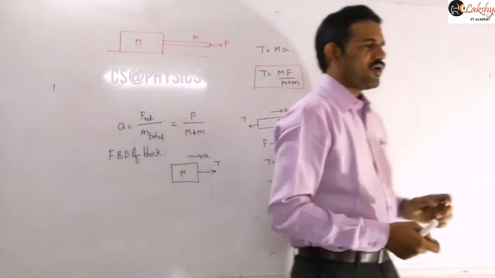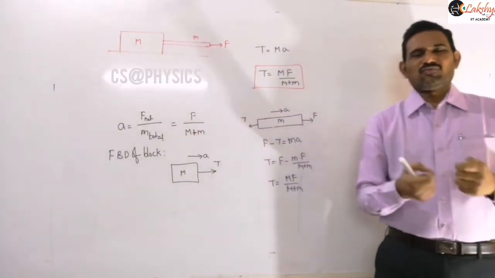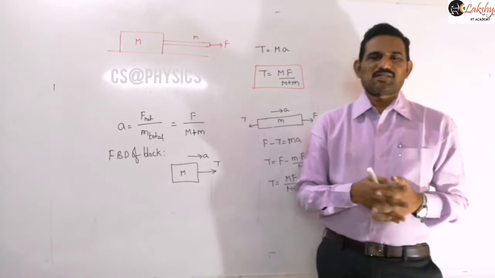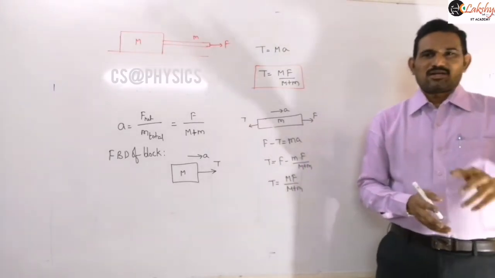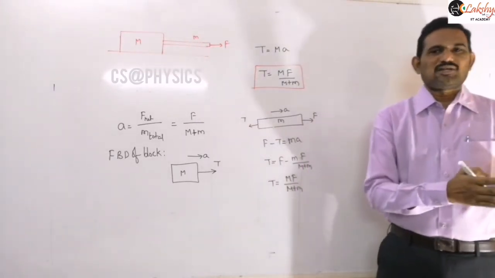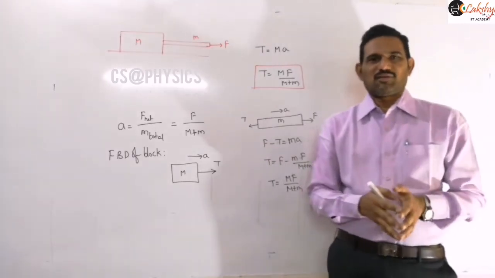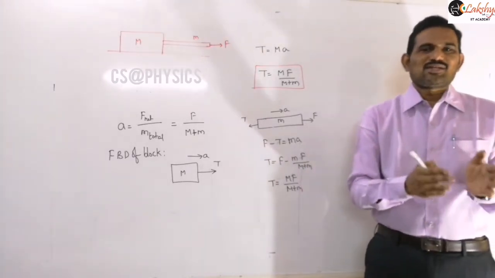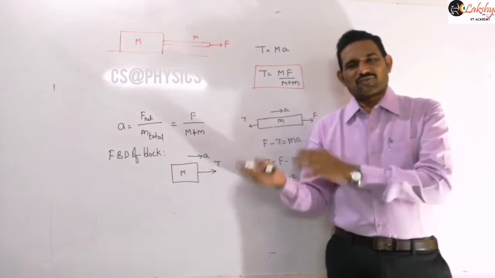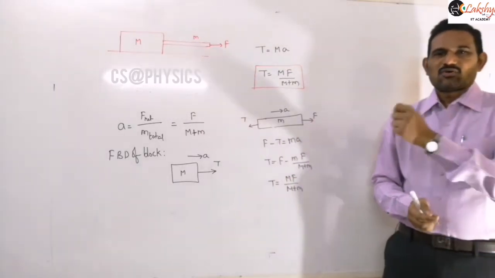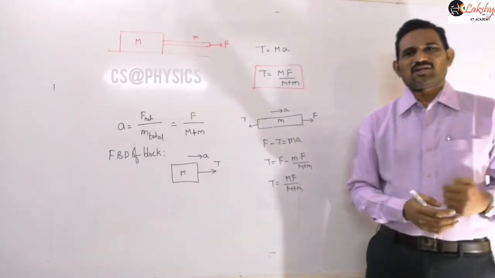Now, this tension: we know the difference between when the string is massless and when the string has mass. The difference is that the tension in the string is different at different points of the string. Now, how do we conclude that tension is different at different points?